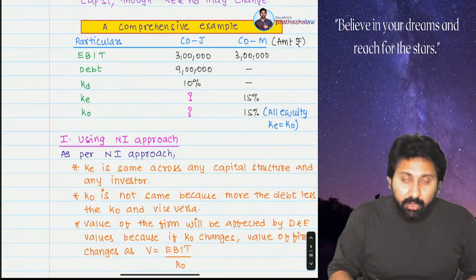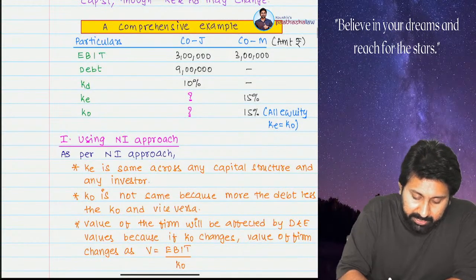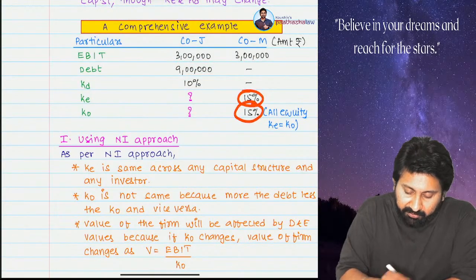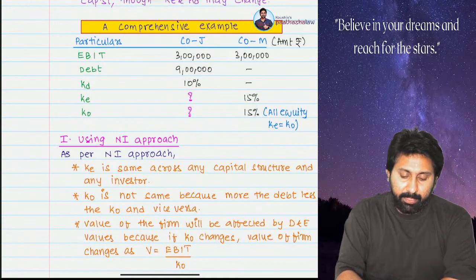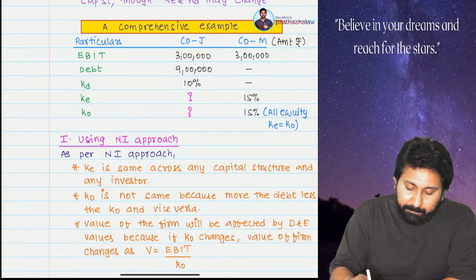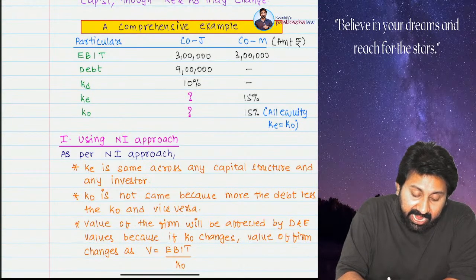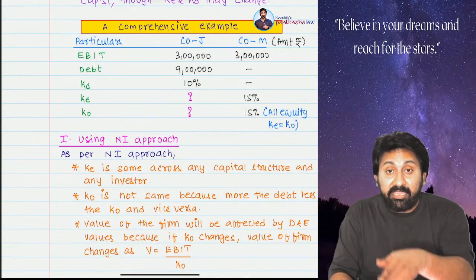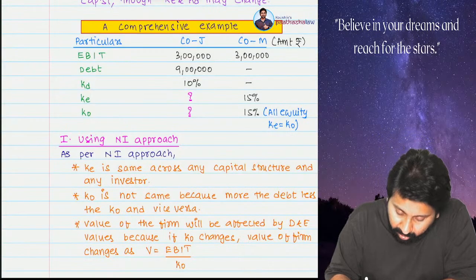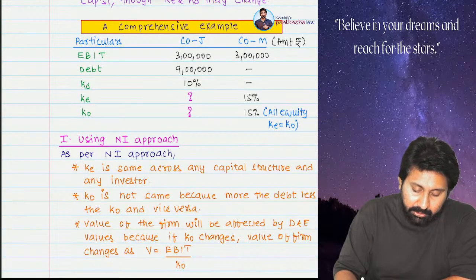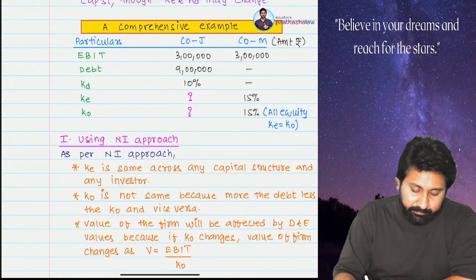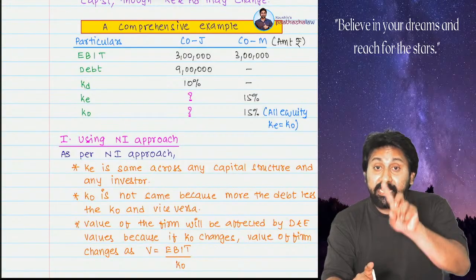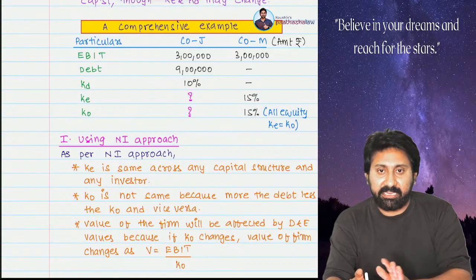See here. Comprehensive example. EBIT 3 lakh. Debt 9 lakh. KD 10, KE 15, KO 15. Company J, company M. Company J has equity and debt. Company M is all equity. Debt is not there. When all equity, KE and KO both are the same. So KE 15, KO is also 15. We are doing which approach? Net income. As per the net income approach, what are the missing figures? KO is a missing figure. Value of the company is a missing figure.